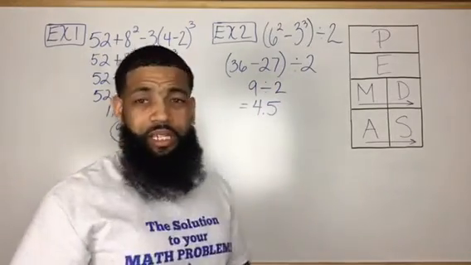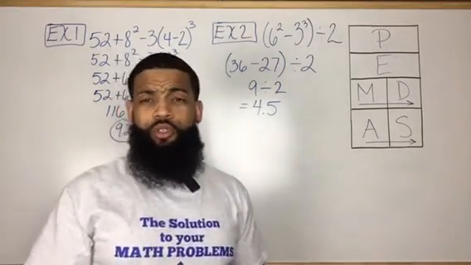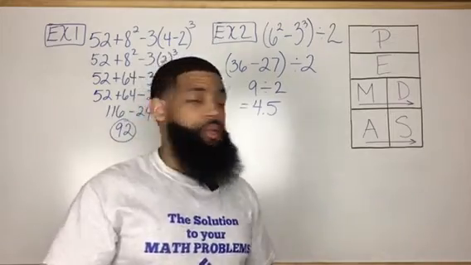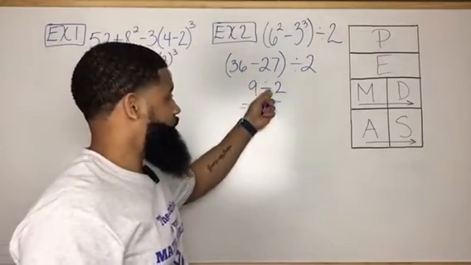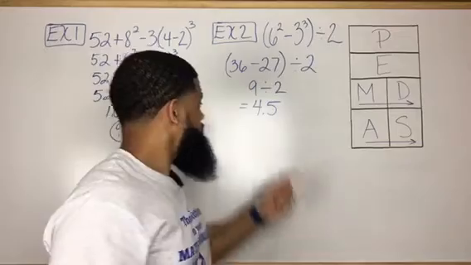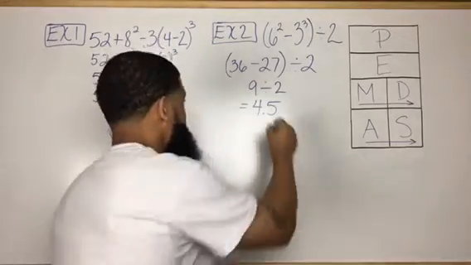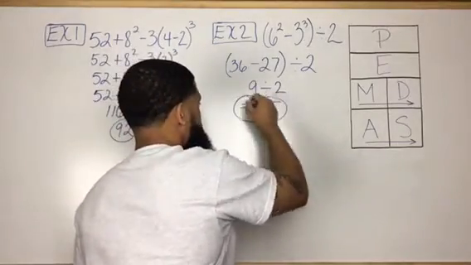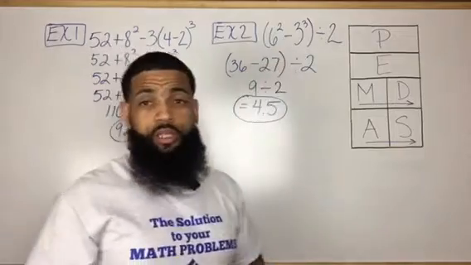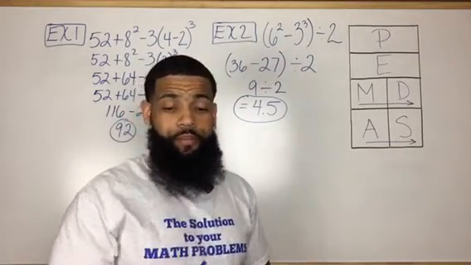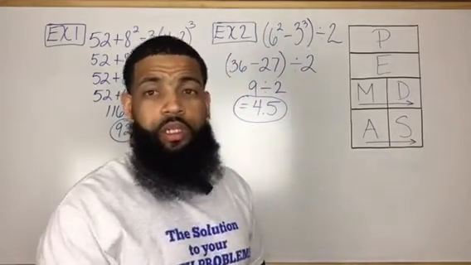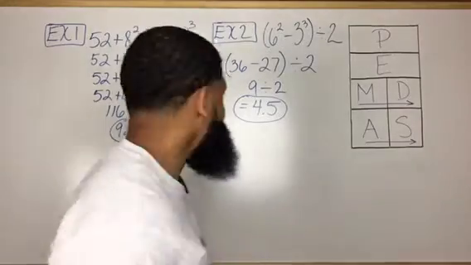And 9 divided by 2 is actually 4.5. Now you can make it in fraction form and just say 9 over 2. It's the same thing, but in this case, since it's 9 divided by 2 instead of fraction form, we're going to just say 4.5. And that's your final answer right there. Keep in mind we did order of operations inside the parentheses. All right. Let's get into a few more examples.